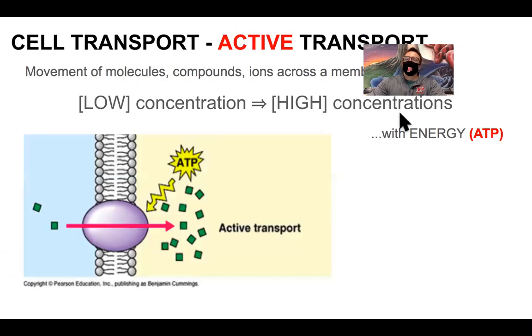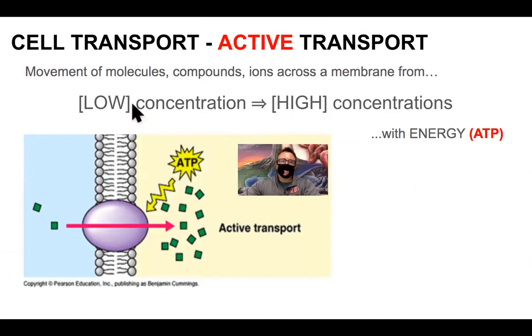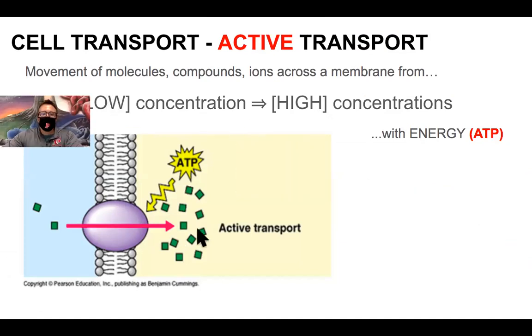we're going to talk about active transport, right? So active transport is the movement of molecules, compounds, or ions across a membrane from low concentration to high concentration. So if you look at this little diagram right here, lots of the molecules are already inside of the cell. There's only 2 on the outside. In nature, these molecules would want to leave the cell.